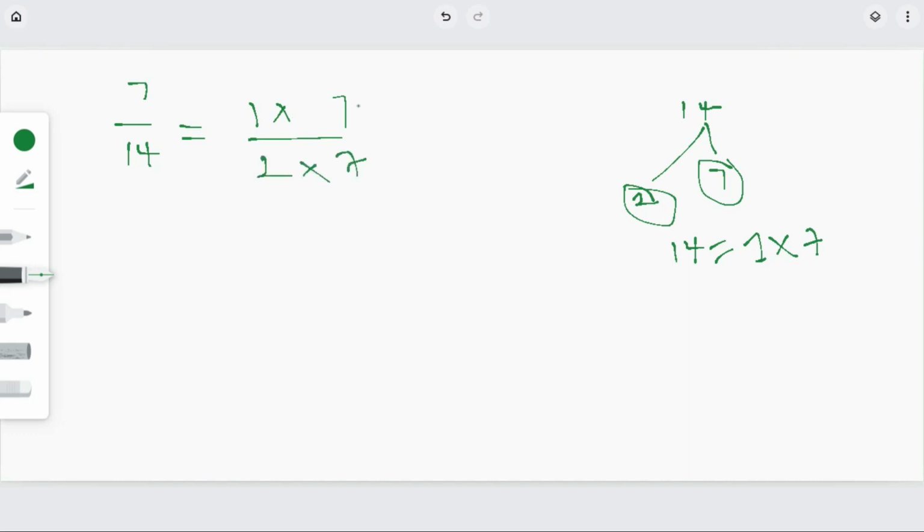Now what is common in the numerator and denominator? You can easily see that it's 7. So we are going to cancel 7. 7 here becomes 1 and 7 here becomes 1. So what remains is 1 times 1 and 2 times 1. Now 1 times 1 is 1 and 2 times 1 is 2. That means 7 over 14 reduced to the lowest term is 1 over 2.